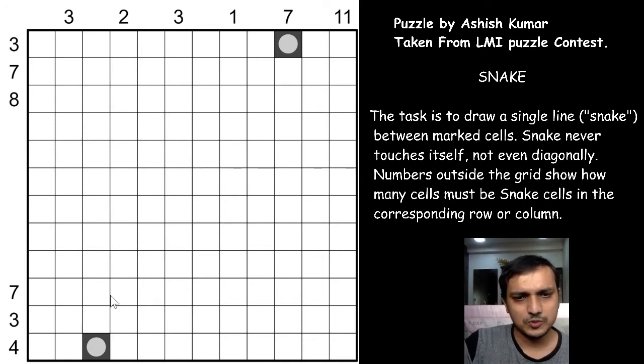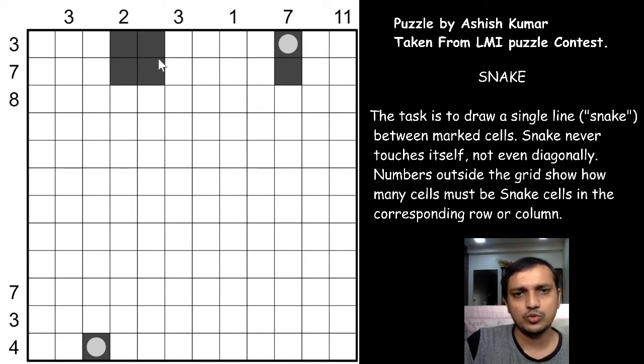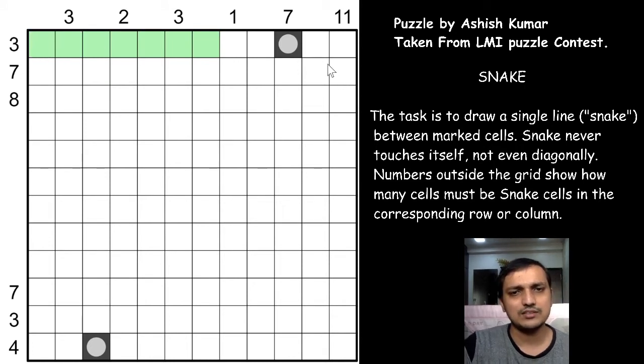Let's start this puzzle. For these 3, as I said, this is an edge and there have to be 3 snake cells. If this endpoint comes this way, you will have 2 cells remaining to fulfill this 3, and it is not possible without forming a 2 by 2 group of shaded cells. So either this snake cell will go this way, all the 3 cells, or this way 3 cells. All the other cells can be marked as unshaded, non-snake cells.